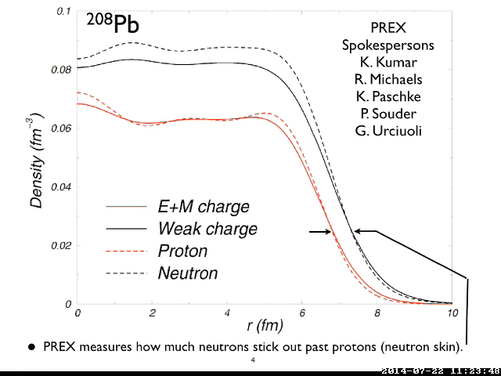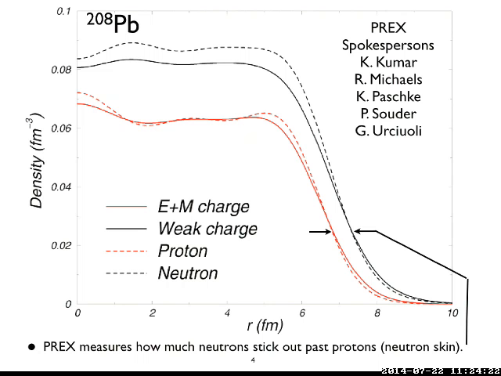Okay. So here's what a nucleus looks like. Just look at the dashed lines. This is lead-208, a simple relativistic mean field model. Density versus radius, the surface is out at 6 or 7 Fermis. The red dashed line is the proton density. There are 82 protons in lead. And the black dashed line are the 126 neutrons.